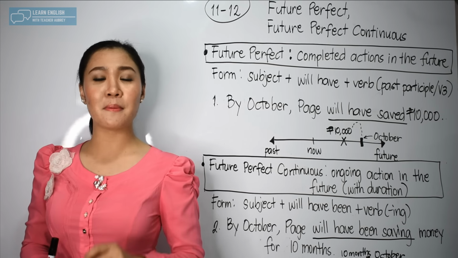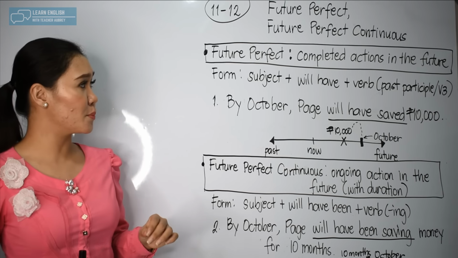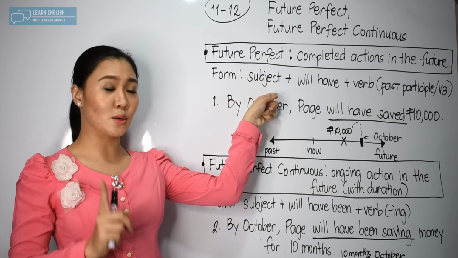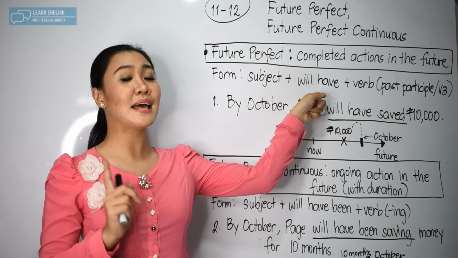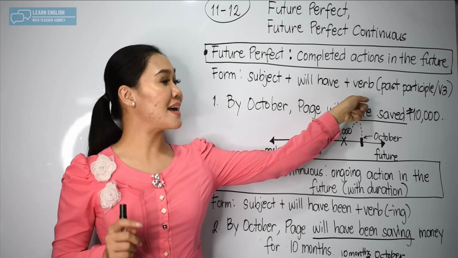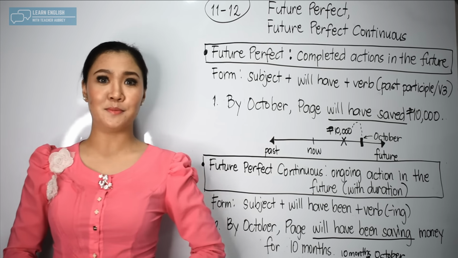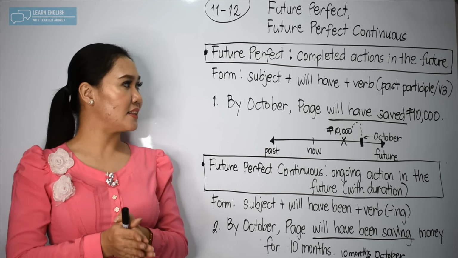Ano yung formula para makabuo tayo ng future perfect? Ito yung sinusunod nating formula. Firstly, we must have the subject followed by will have. Will have plus the verb in past participle or the verb 3 or V3 kung tawagin. Okay? Ano yung example natin dito?